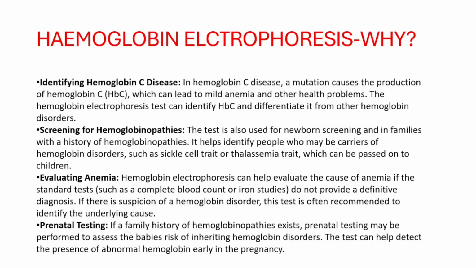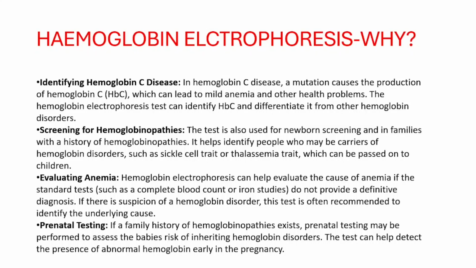Then for evaluating anemia, HB electrophoresis helps to evaluate the cause of anemia if the standard tests do not provide a definitive diagnosis. From the iron profile and CBC examination, we can understand the patient has anemia. But we need more investigation to find out the underlying reasons for this anemia, or what kind of anemia it is.